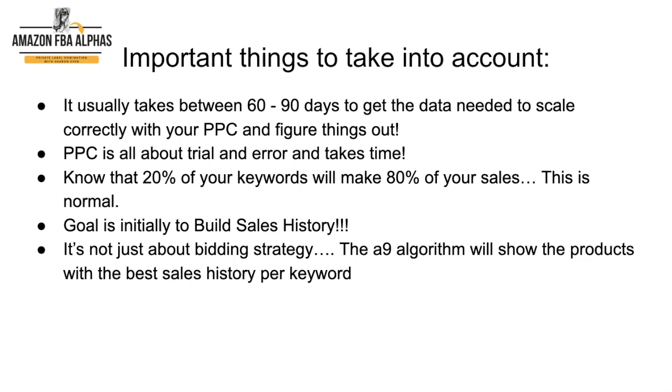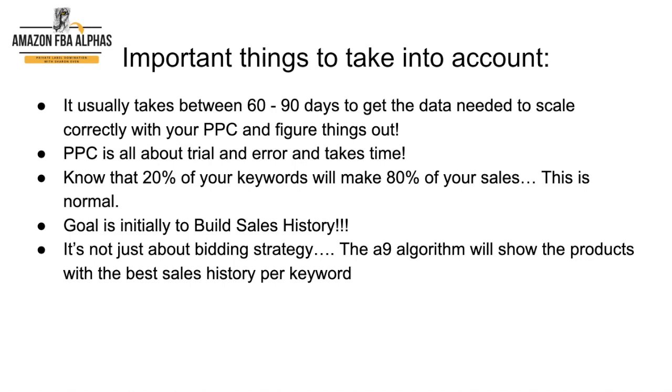Important things I'd like you guys to take into account. So it usually takes between 60 to 90 days to get the data needed to scale correctly with your PPC and figure things out. Stop trying to have your PPC crack down from day one. It's not going to happen. It didn't happen for me. It doesn't happen for 8, 9-figure sellers. It doesn't happen for 6 and 7-figure sellers. From day one, you cannot expect your PPC to be fully optimized. You need to give it time. You have to be patient.